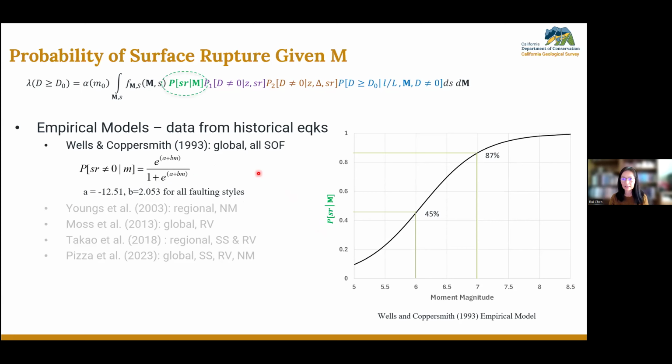Probability of surface rupture given magnitude. The first and the most widely used model is Wilson-Coppersmith 1993 model. It was developed using a global database that contained all styles of faulting. According to this model, 45% of magnitude 6 earthquakes produce surface rupture. That percentage is 87 for magnitude 7. Later studies found styles of faulting and other factors affect this probability term. So they developed models that are specific to a faulting style. Some are regional, others are global. Now the predictions from these models can be very different.